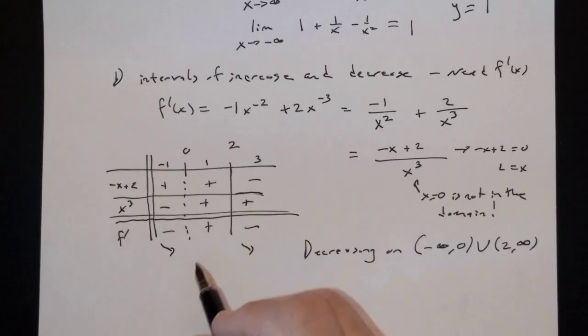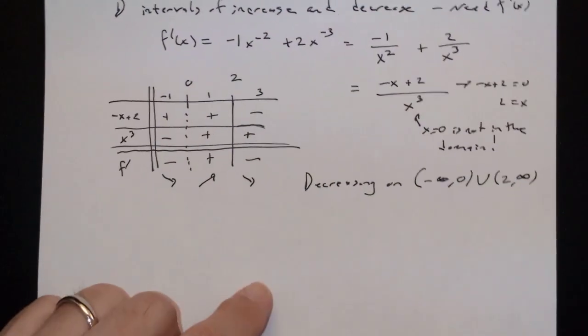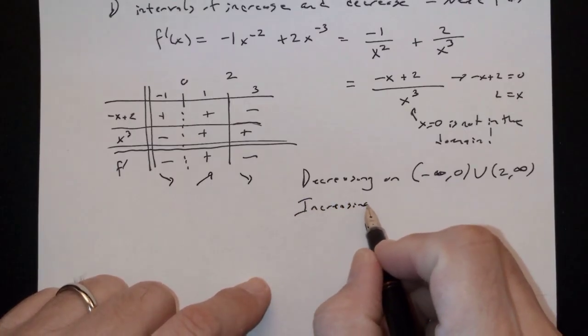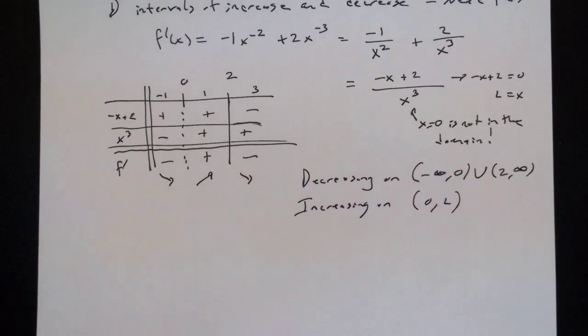And the plus is an increasing, so I can write down the other interval that's left behind. And I'm increasing on 0 to 2. Again, notice I'm using open intervals. So I'm not including 0. I'm not including 2 because technically I'm not increasing at that point. I'm not decreasing at that point. I'm looking at the sections between the vertical bars on my chart.